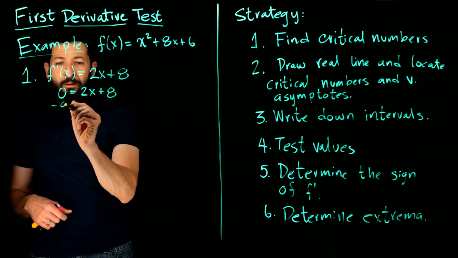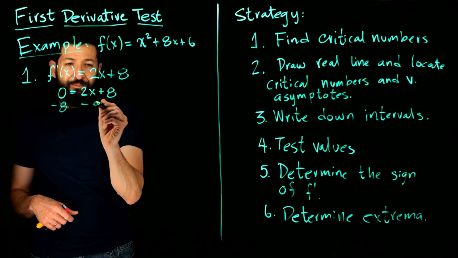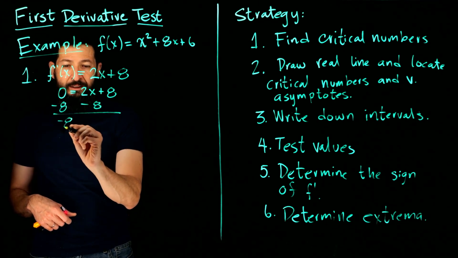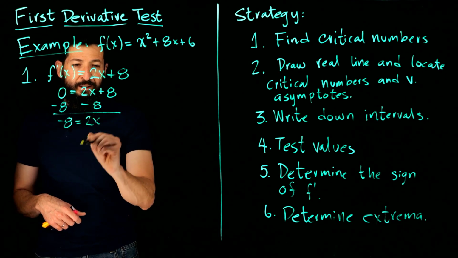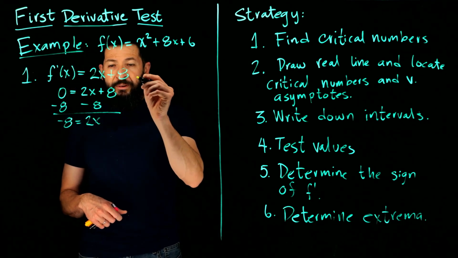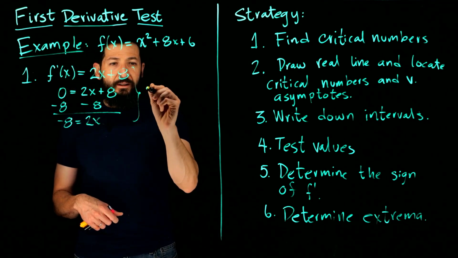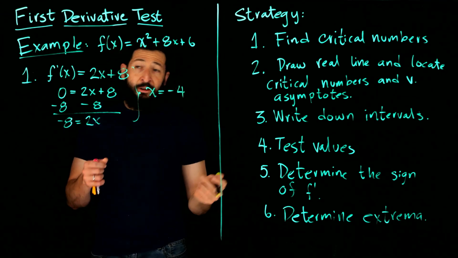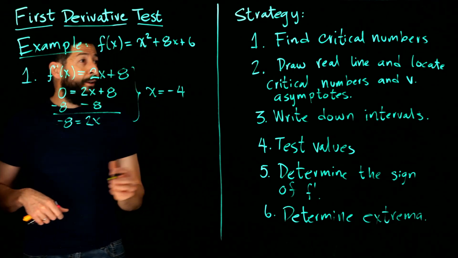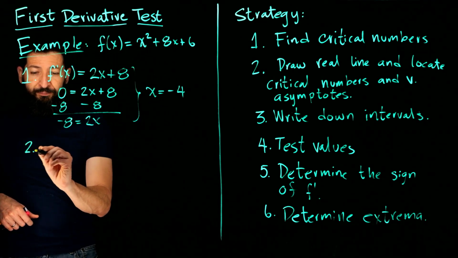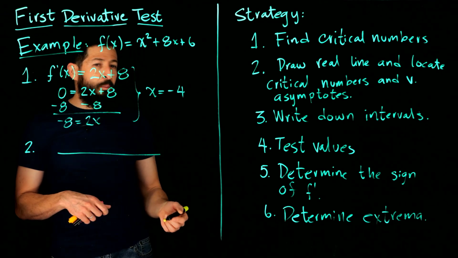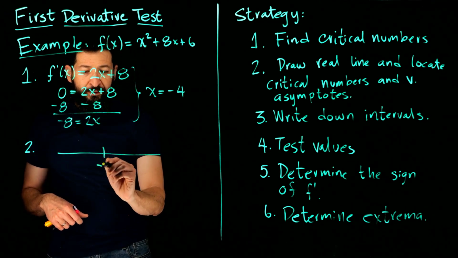So subtract 8 on both sides, and we get negative 8 equals 2x. Divide by 2, and I'm going to write it here. x equals negative 4 is our critical number. As I said, we expected 1, and we got 1. So draw the real line and locate critical numbers. Negative 4, we're going to put it here.